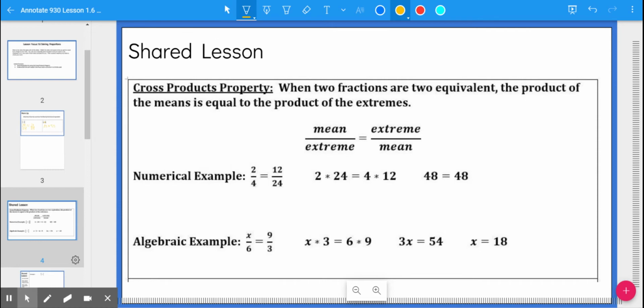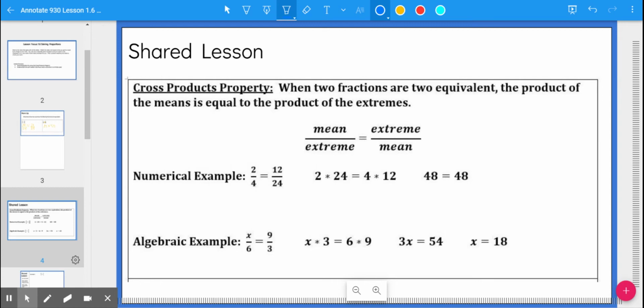So now we are going to start our shared notes portion. If you have a notebook, you can start writing this down if you choose to. All right, so the cross products property is when two fractions are equivalent, the product of the means is equal to the product of the extremes. So if you look at what's underneath, we have the mean over the extreme is equal to the extreme over the mean.